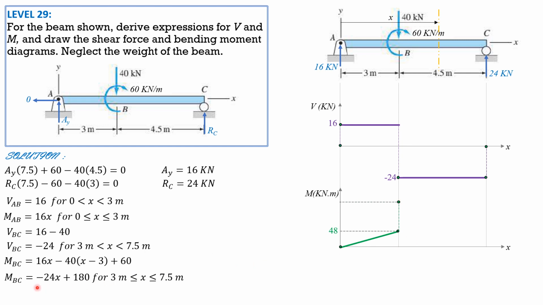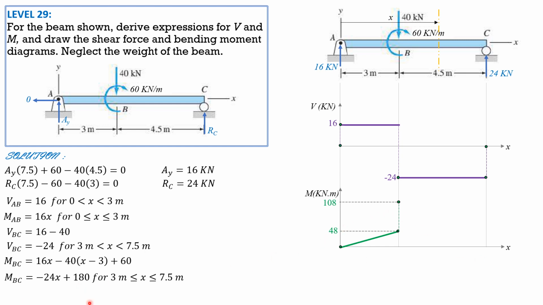So just substitute in moment BC, x is 3.0001. So this is 0, 16 times 3 plus 60 is 108, shown. So after BC, when x is 3, you may substitute here: negative 24 times 3 plus 180 is still 108. When x is 7.5, negative 24 times 7.5 plus 180 is 0.